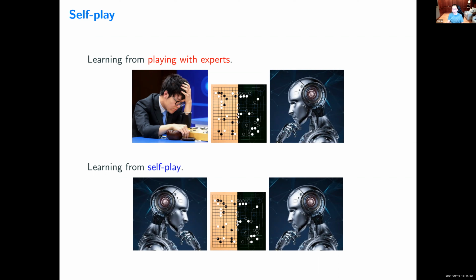We clearly know from this approach, first, it's very expensive to hire those experts. And also experts play games at a different time scale from AI. For example, for an expert to play a game, he probably needs several hours. However, for a computer to play a game, it only needs several minutes. So this will also make the training a lot slower. We will also consider the setting that is so-called self-play, where the agent just figures out how to play the game itself.